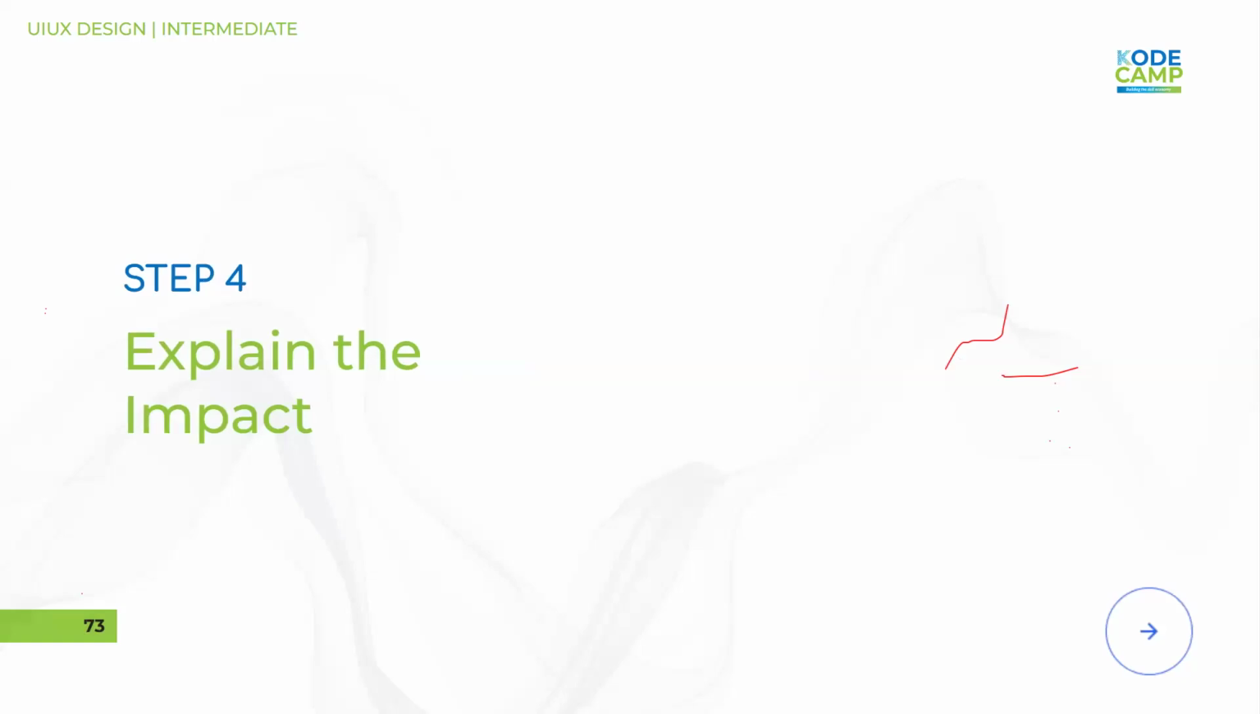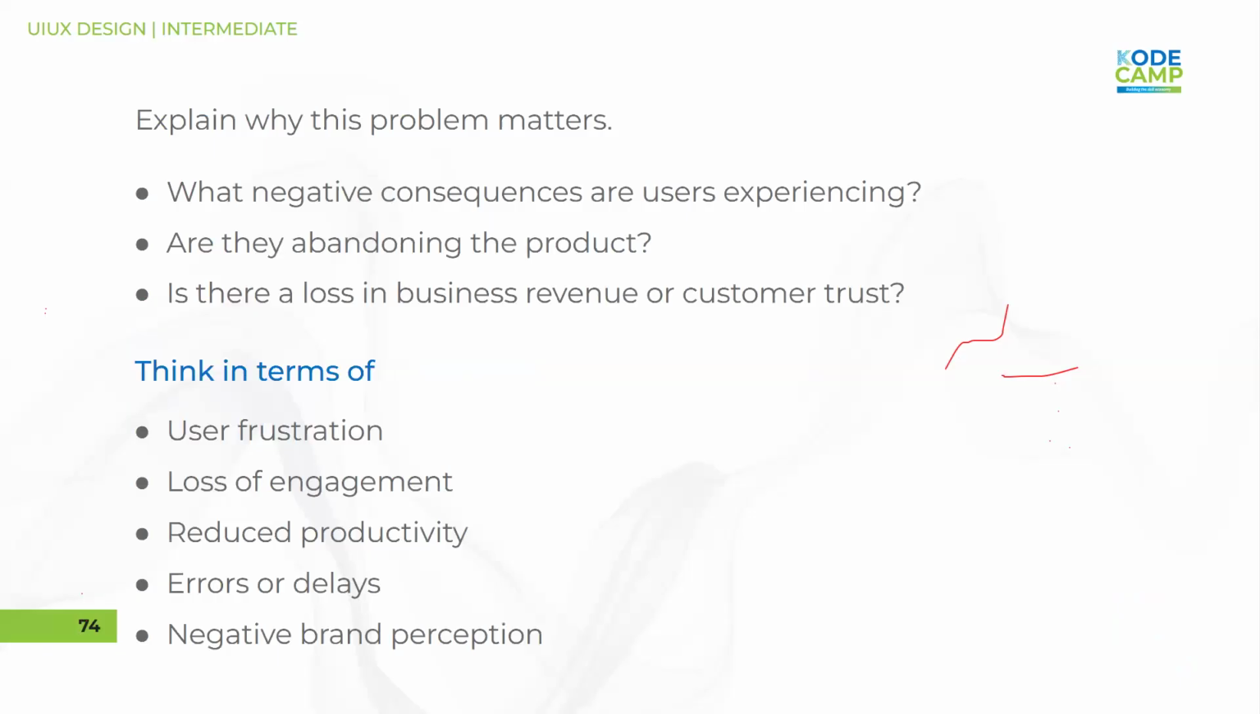So your fourth step should be explain the impact. Explain why this problem matters. What negative consequences are users experiencing? Are they abandoning the product, or is there a loss in business revenue or customer trust? Think in terms of user frustration, loss of engagement, reduced productivity, errors or delay, and negative brand perception.